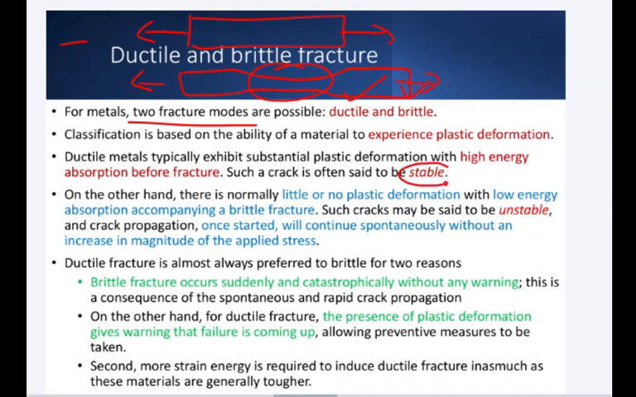Why is that crack stable? Because when that material fails, it will give you some alarm. Alarm means you can see that the material is going to fail. After 1 minute, 2 minutes, or after 1 day, 2 days, the material can fail. You see this plastic deformation, the necking and all these things.